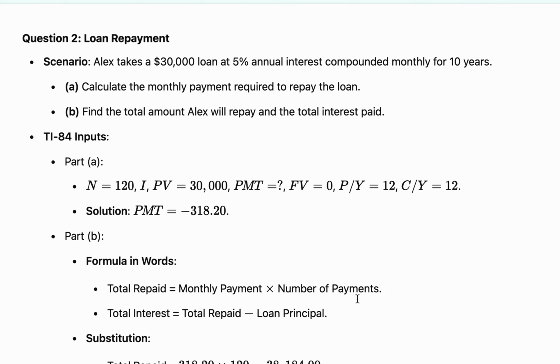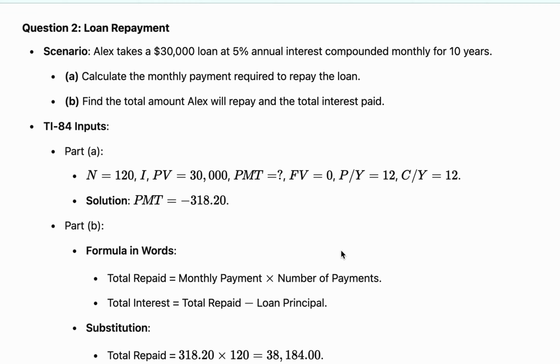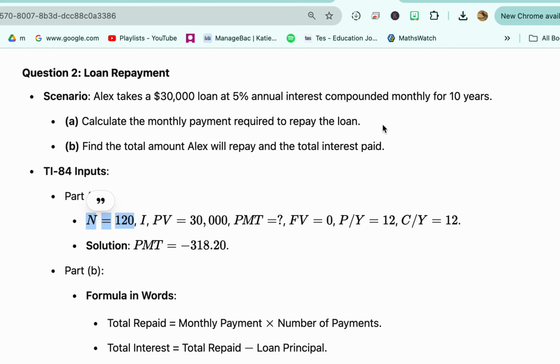Now on question 2, this question is very similar. We are going to be getting these different values on our calculator. Our N is 120, like before, because it is going to do with the periods per year being 12. This will also be written in years. So we're going to have 12 times 10, which is 120. The I is 5. The PV is going to be 30,000 because when you take out a loan, you would like to be given the money.